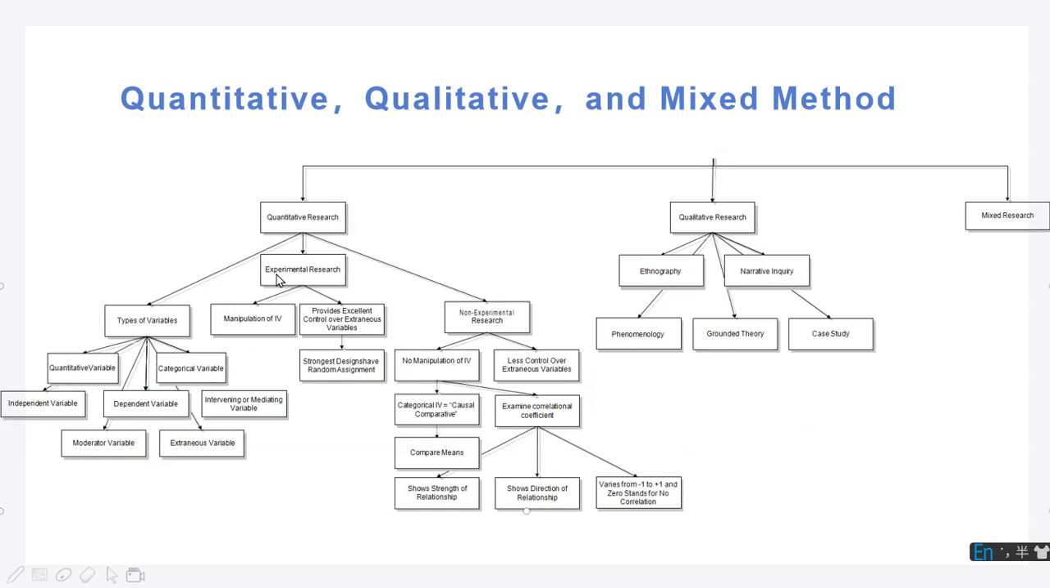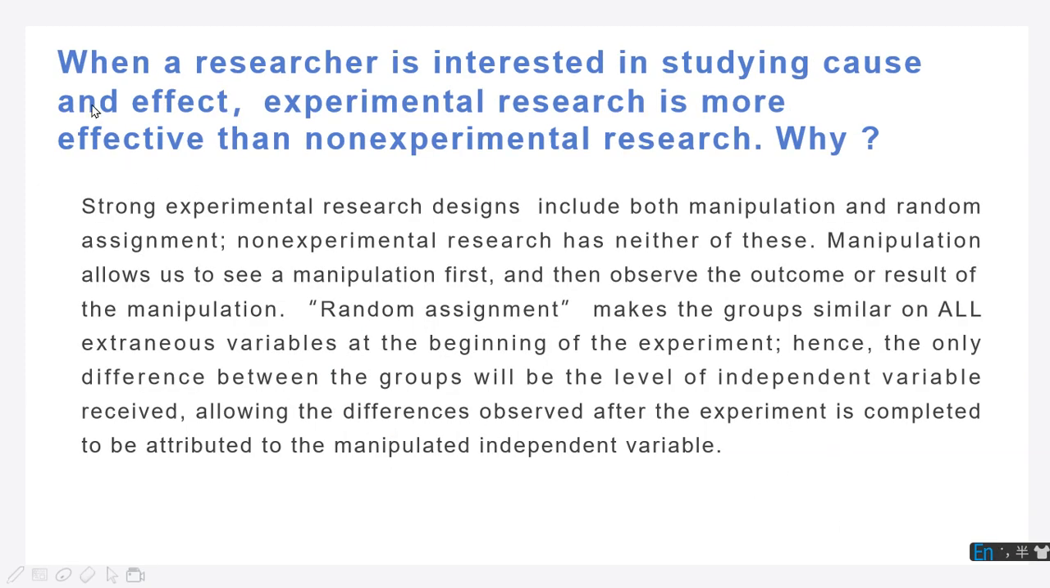Then let's go to experimental research and non-experimental research. Let's think about a question. When a researcher is interested in studying cause and effect, experimental research is more effective than non-experimental research. Why? Because strong experimental research designs include both manipulation and random assignment. Non-experimental research has neither of these.